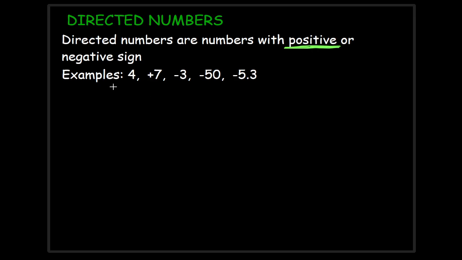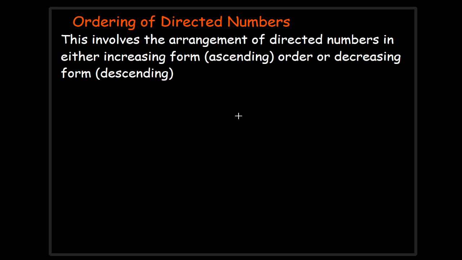Let's see what we have. Directed numbers are numbers with positive or negative sign. For example, 4, which is the same thing as plus 4, plus 7, minus 3, minus 50, minus 5.3. So even fractions and decimal numbers can have minus signs. Next, we'll talk about ordering of directed numbers. That is arrangement of directed numbers in increasing or decreasing form, in ascending order or descending order.